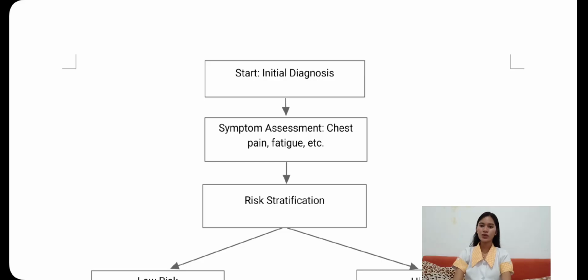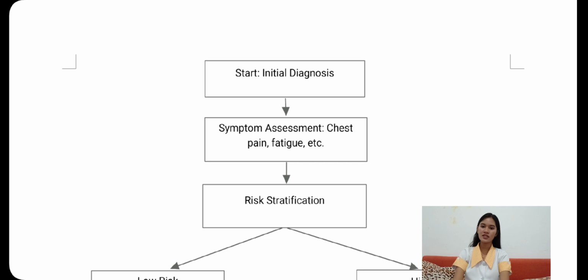So let's proceed to the treatment algorithm. So start is the initial diagnosis. This stage involves the initial recognition that a patient might have coronary artery disease, or CAD. This can be based on the symptoms or the physical exam findings, family history, and possibly initial test results. It marks the beginning of the diagnostic and treatment process.